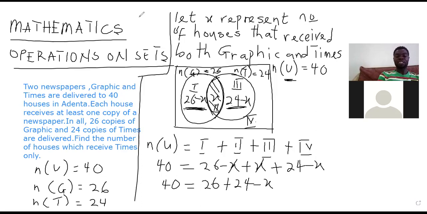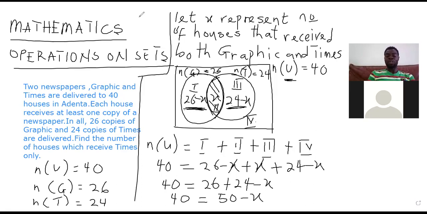Then 26 plus 24, that is 50. So 40 is equal to 50 minus X. We're solving for X, so we rearrange and group like terms. We bring negative X to the left hand side of the equation, and we bring 40 to the right hand side of the equation.